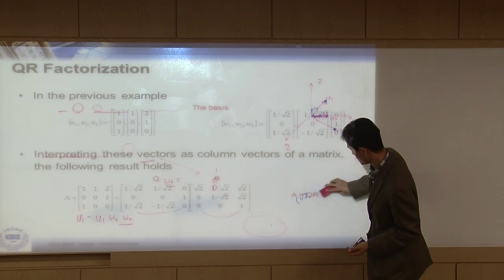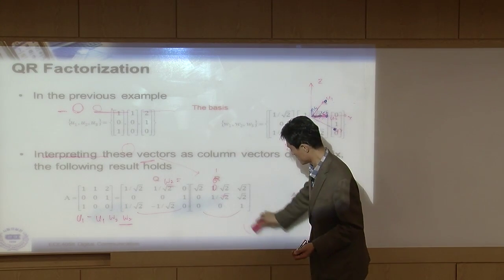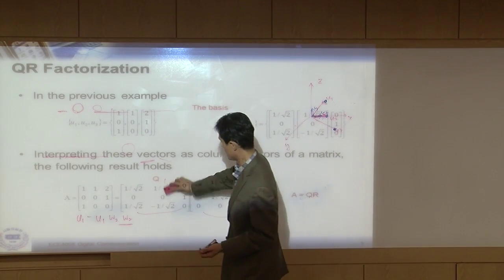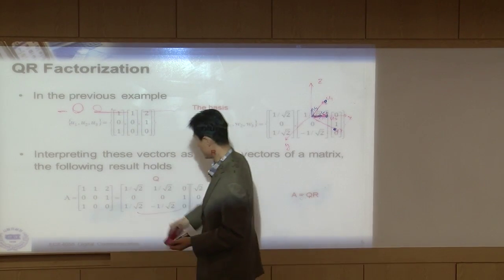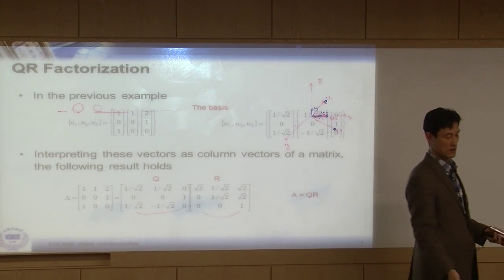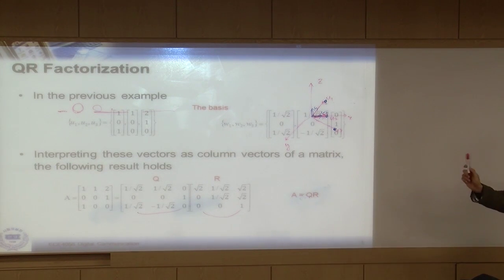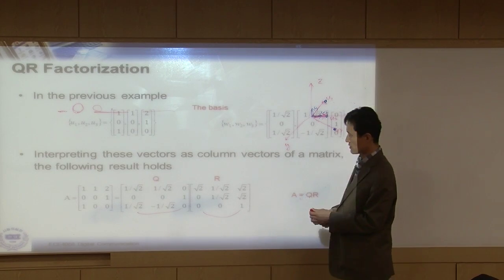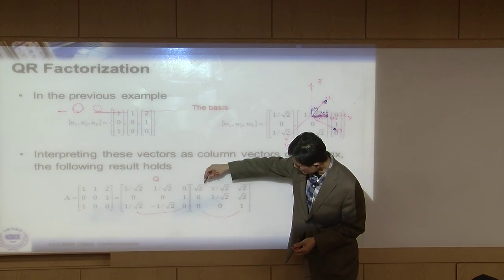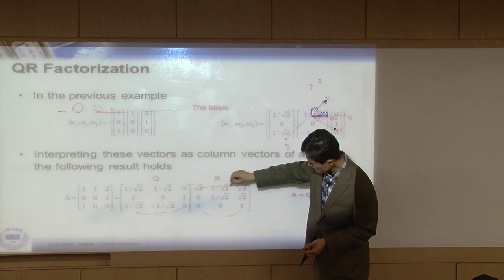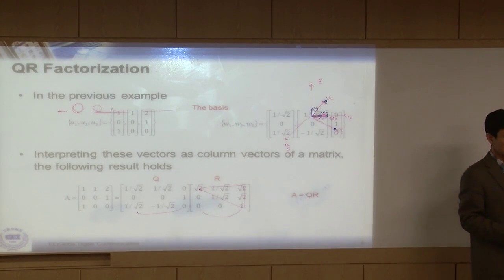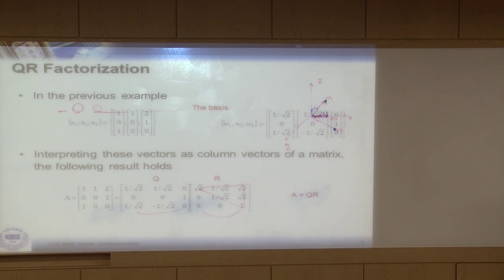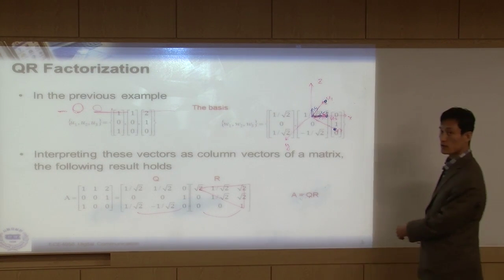QR factorization is a simple signal processing tool, so you can run it in MATLAB or any other signal processing tool. You can simply run it, and then you're going to get the Q and R matrices. Both are 3x3 matrices. But what we can notice is that the R matrix is always triangular. It can be upper triangular or sometimes lower triangular, but it's always a triangular matrix.